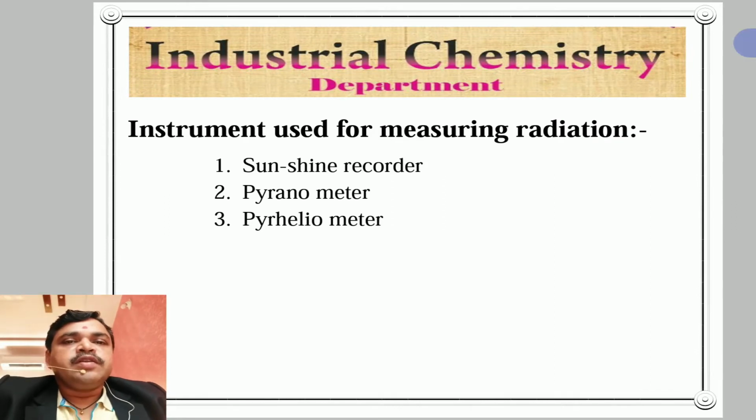The next topic is the instruments used for measuring solar radiation. According to our syllabus, we are studying three instruments for measuring solar radiation. Number one is the sunshine recorder. Number two, pyranometer. And number three, pyrheliometer. So, first of all, we start with the sunshine recorder.